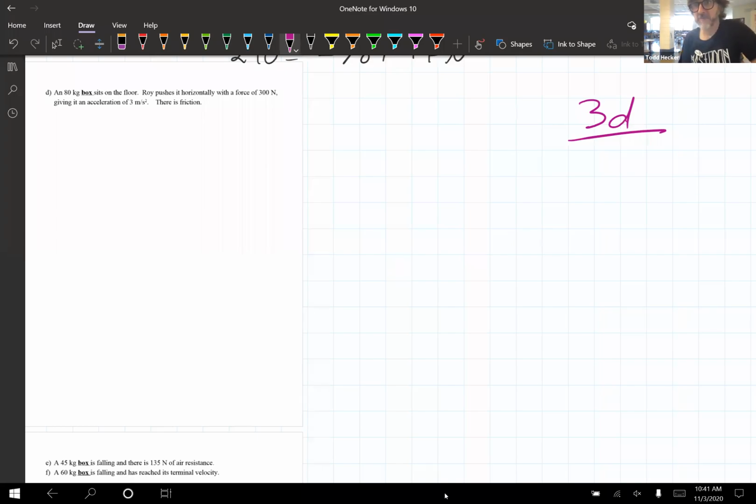All right, here we go. Let's do problem number 3D. This is the first one on the target check where we've got both horizontal and vertical forces.